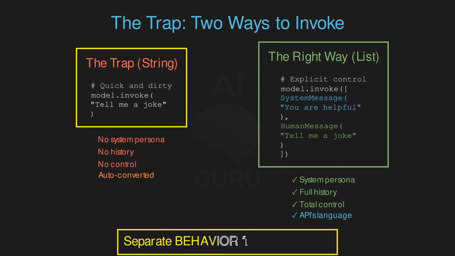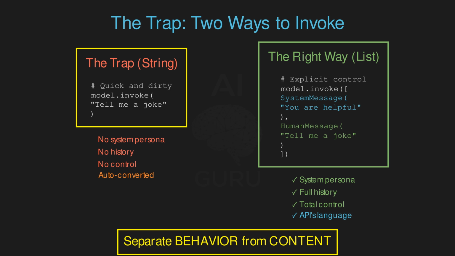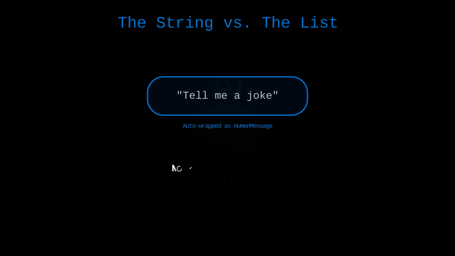Why is it a trap? Because it assumes a stateless one-shot interaction. If you send a string, LangChain quietly converts it into a human message for you in the background. But you lose all control. You can't set a system persona easily. You can't provide history. Actually, if you want to build anything more complex than a Hello World app, you have to graduate to the message prompt.